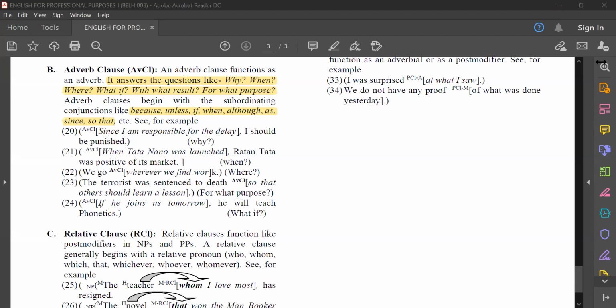Did you get the point, Subhanshi? Yes, sir. Now, the same is the case when you see the other sentences under the adverbial clause.